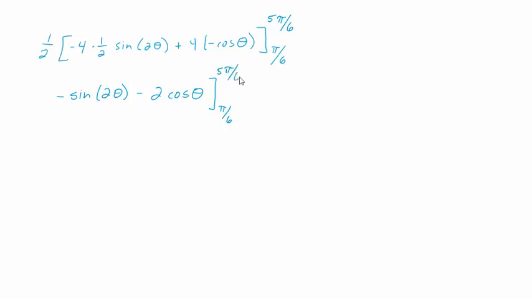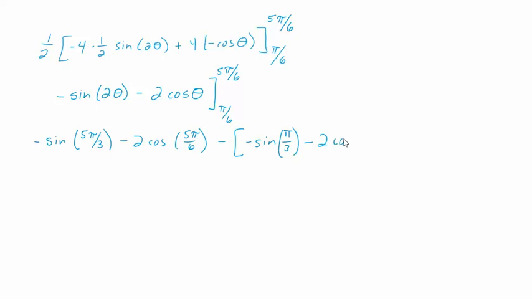All right. So we'll put our 5 pi over 6 in. So we'll have negative sine of 10 pi over 6, which is 5 pi over 3, minus 2 cosine 5 pi over 6, minus negative sine 2 times pi over 6, so pi over 3, minus, lots of negatives here, 2 cosine pi over 6. All right, we're almost there.